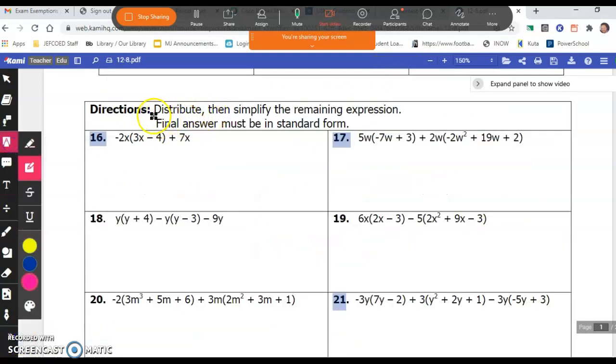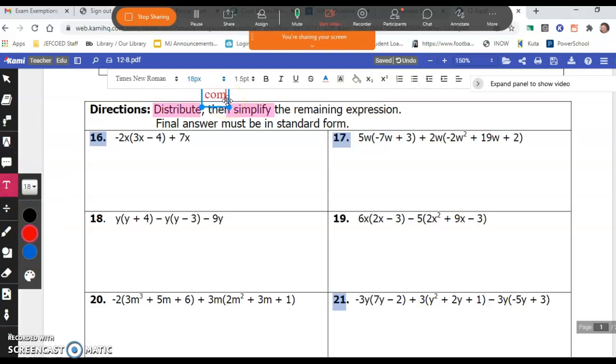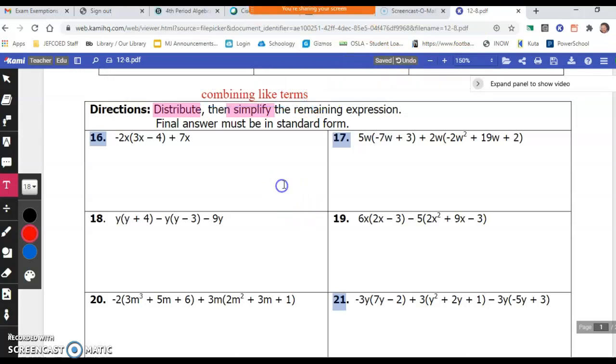The first thing that we're going to have to do is distribute. The next thing that we're going to do is going to be simplify. Now, we will simplify by combining like terms. And then we will also have to make sure that they are in standard form. Okay, so we're going to distribute, simplify, and then just double check to make sure they are in standard form.